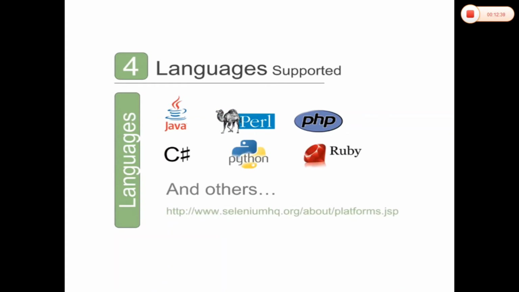Then language. You can choose any language for writing the scripts: Java, Perl, C Sharp, Python, Ruby. You can choose any language; it is easily compatible with Selenium. With the help of any language, you can write the script and execute it on any browser and any operating system easily. Guys, this is the basic introduction about Selenium.